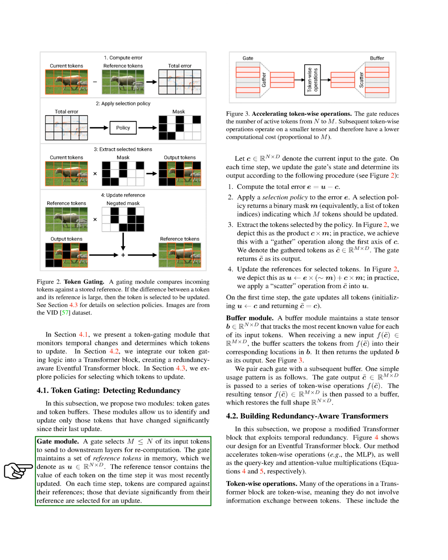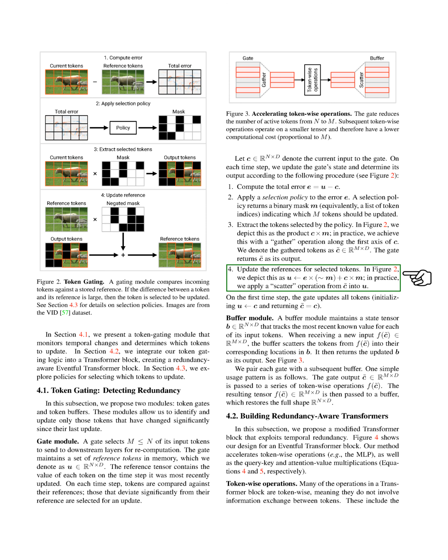3. Extract the tokens selected by the policy. We represent this as the product of C and M. In practice, we achieve this with a gather operation along the first axis of C. We'll call the gathered tokens C tilde, and the gate returns C tilde as its output. 4. Update the references for selected tokens. We represent this as U being updated by the sum of E times M tilde and C times M. In practice, we apply a scatter operation from C tilde into U. On the first time step, the gate updates all tokens, initializing U as C and returning C tilde as C.